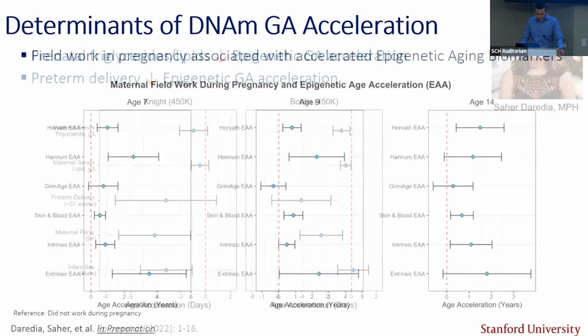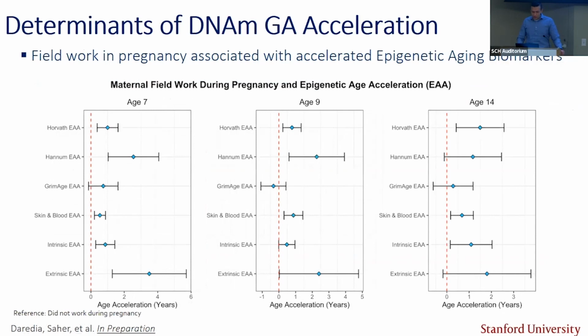One finding that really struck us is that out of all the social factors that we looked at, income has an effect, and others have reported this, so maternal income has an effect on the infant epigenome. We have followed these children to age 7, 9, and 14, and we're now collecting more data at age 18 from the prenatal cohort. Children of mothers that worked in the field during pregnancy had accelerated epigenetic aging pretty much uniformly across different clocks. And these clocks are designed to measure different things. They're all calibrated to measure chronological age, but some of them are more associated with morbidity and mortality.